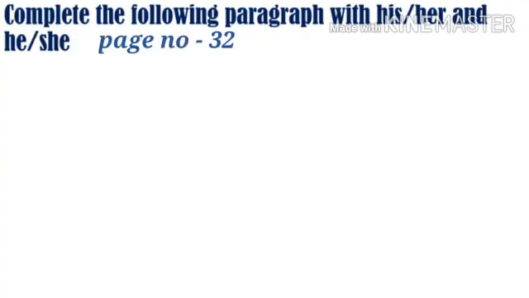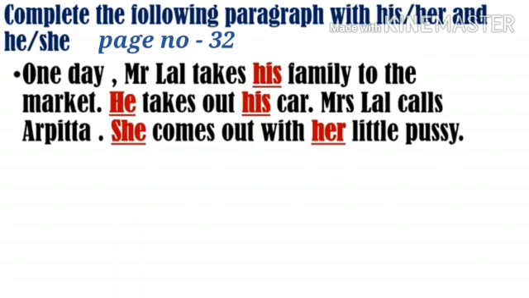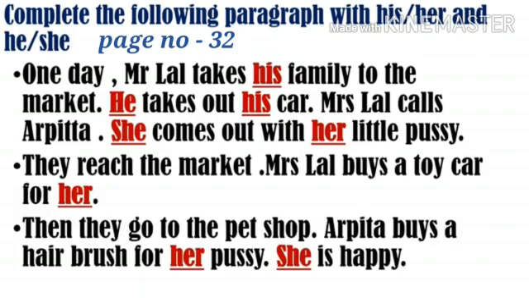Let's start the book exercise. Page number 32. We use his with he, we use her with she. Let's start. Complete the following paragraph with his, her and he, she. One day, Mr. Lal takes his family to the market. He takes out his car. Mr. Lal calls Arpita. She comes out with her little pushy.